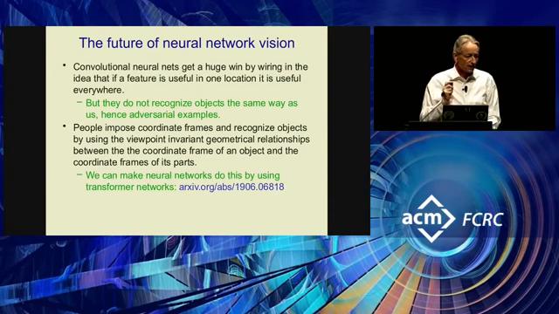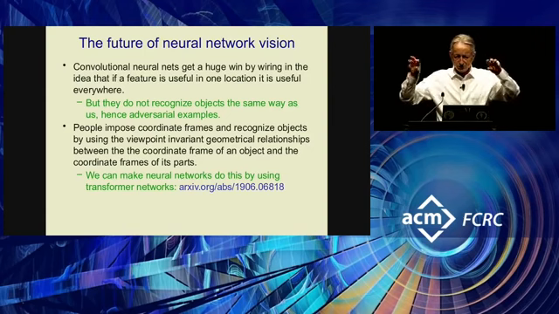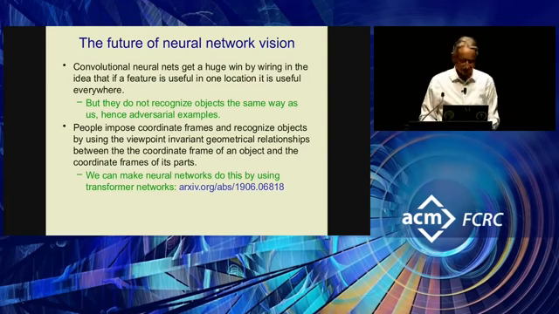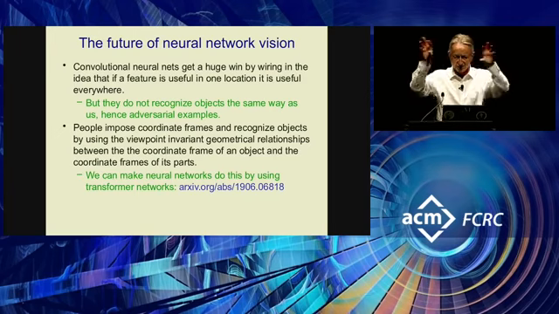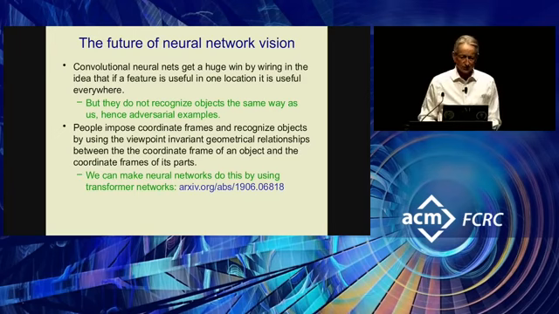Okay, I want to talk a little bit about the future of computer vision. So convolutional neural nets have been very effective. And what convolutional neural nets do is they wire in the idea that if a feature is useful in one place, it's also going to be useful in another place. And that allows us to combine evidence from different locations to learn a shared feature detector. That is, to learn replicated feature detectors that are the same in all these places. And that's a huge win.